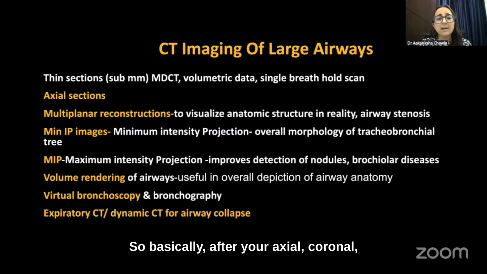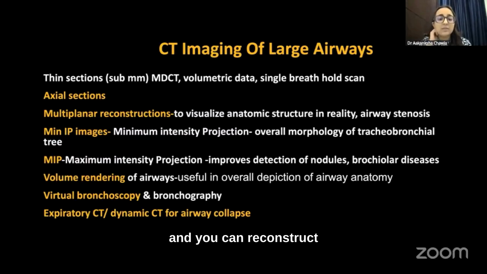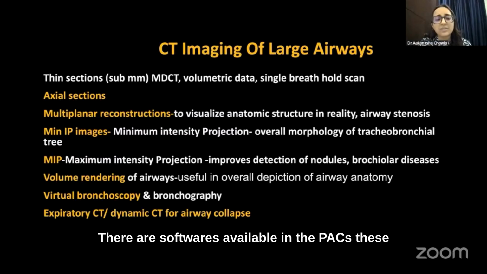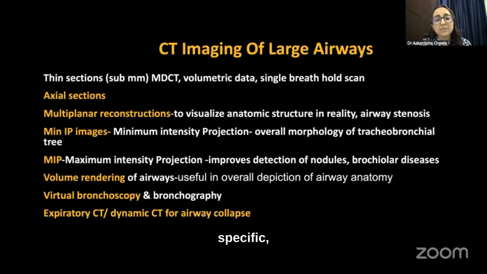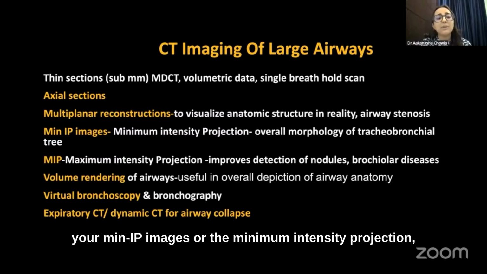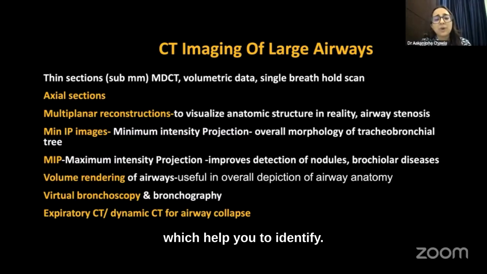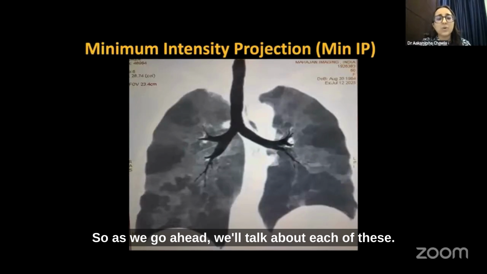So basically, after your axial, coronal, and sagittal images, you have reprocessing, and you can reconstruct images. There is software available in the PACS, in the radiology systems these days, which helps you to generate images which are specific, and they help you to identify certain pathologies. For example, your min IP images or the minimum intensity projection, which help you to identify the overall morphology of the tracheobronchial tree. So as we go ahead, we'll talk about each of these.